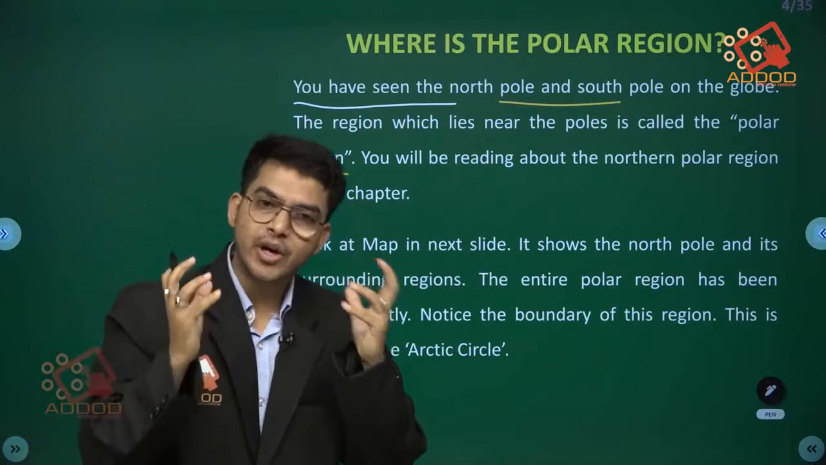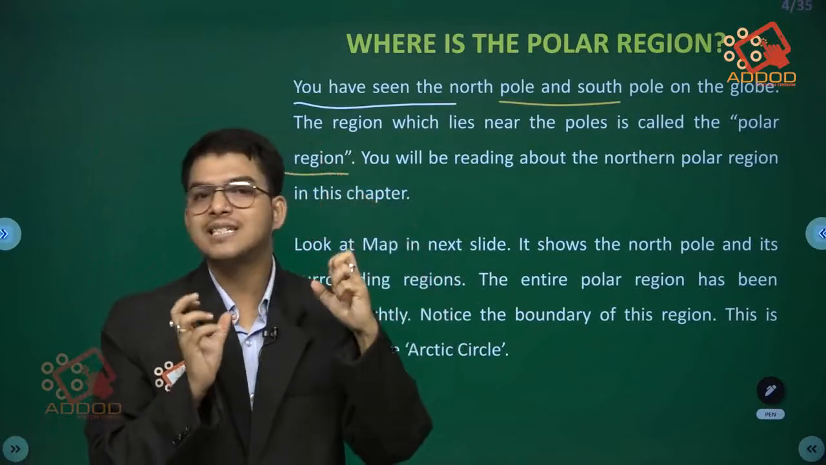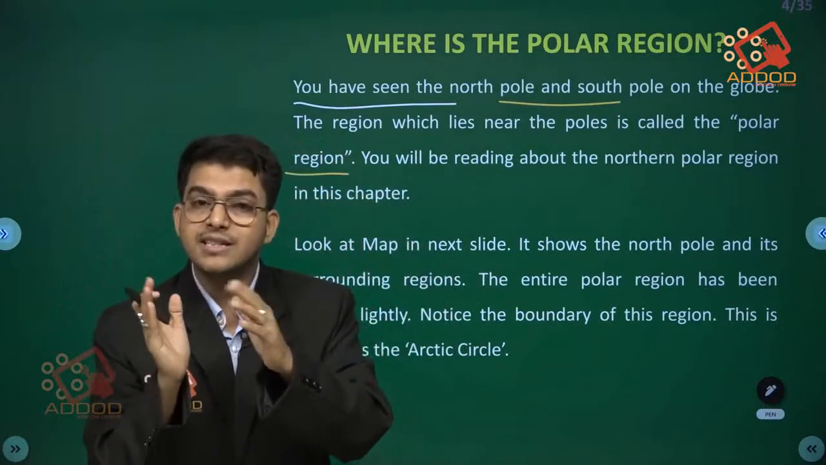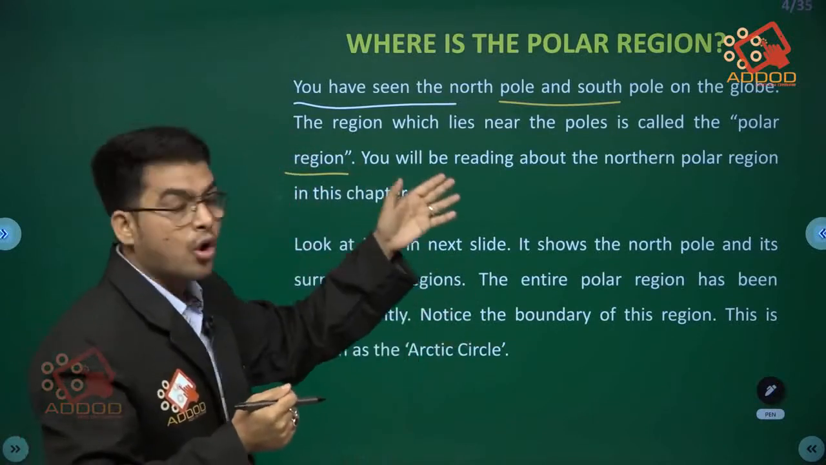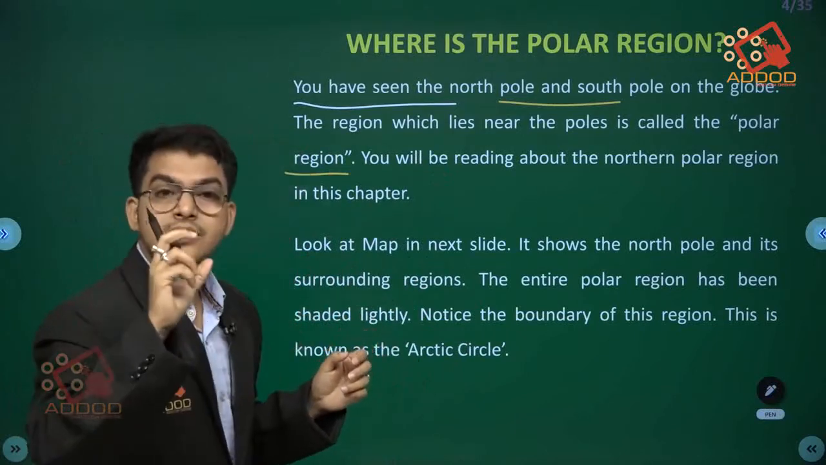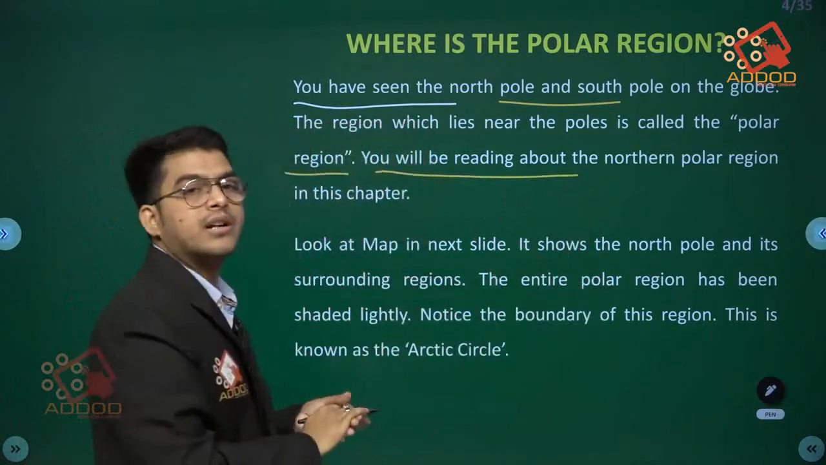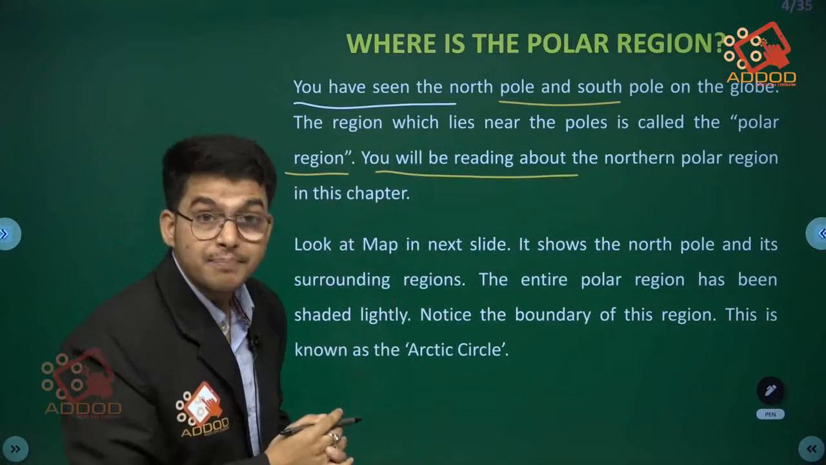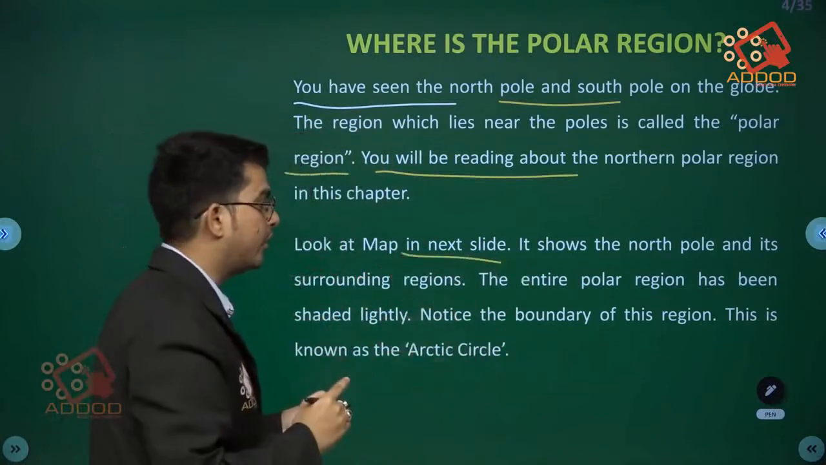We all know that on the globe we have two poles, the North Pole and the South Pole. The regions close to the North Pole are the Northern Polar region, and those close to the South Pole are the Southern Polar region. You will be reading specifically about the Northern Polar region in this chapter. Okay, look at the map in the next slide that I'm going to share.